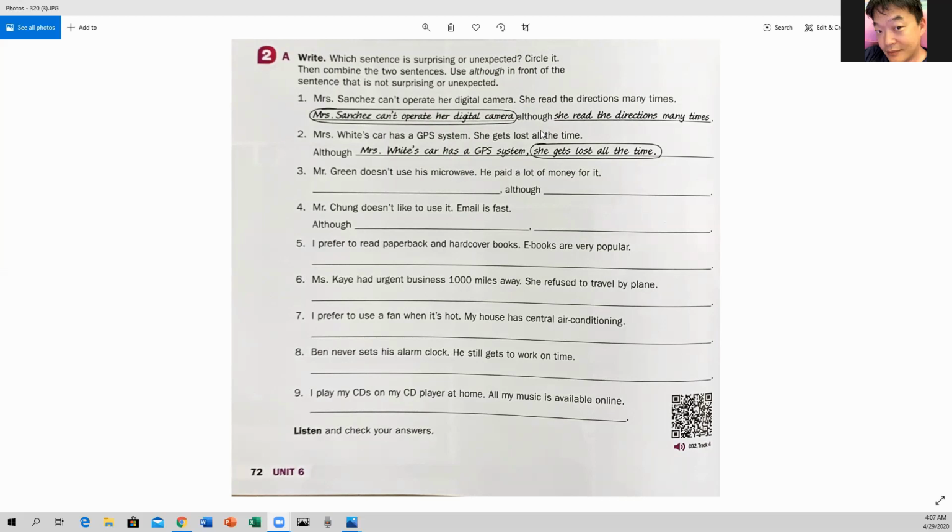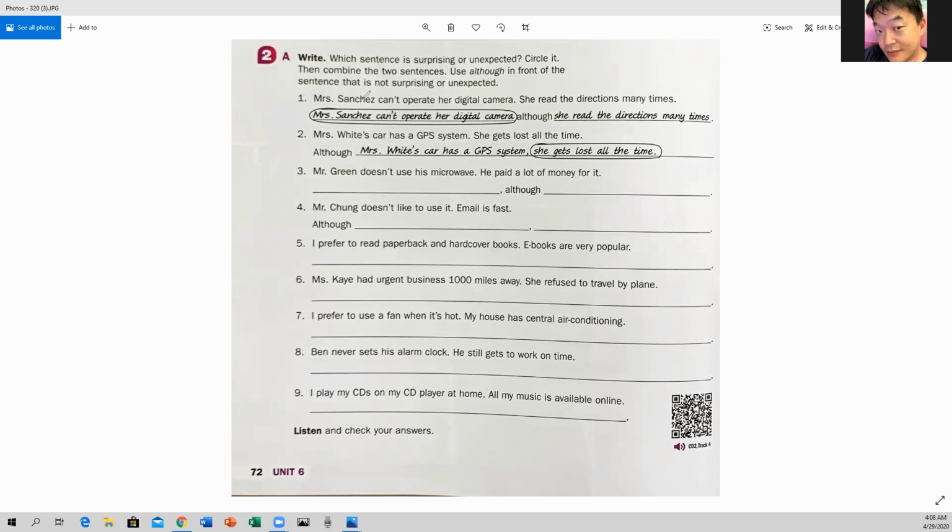So exercise 2A, page 72. Write which sentence is surprising or unexpected. Circle it. Then combine the two sentences. Use although in front of the sentence that is not surprising or unexpected. Okay, so the book is trying to help you go through the process. So first, we have to find the sentence that is not a surprise, that is a fact, that is for sure.